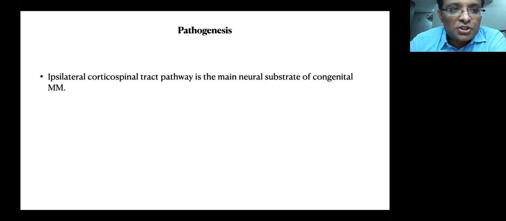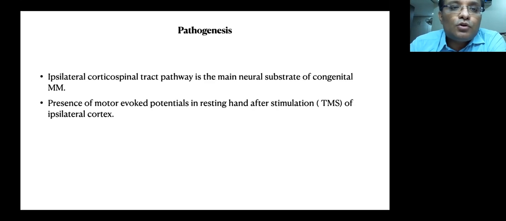Now, whenever we talk about congenital mirror movements, it is said that persistence of the ipsilateral corticospinal tract pathway is the main neural substrate in congenital mirror movements. Because the finding of motor evoked potentials in the resting hand after stimulation of the ipsilateral cortex is seen in many cases of congenital mirror movements. So it justifies that this ipsilateral tract is probably responsible for the mirror movements in congenital mirror movements.